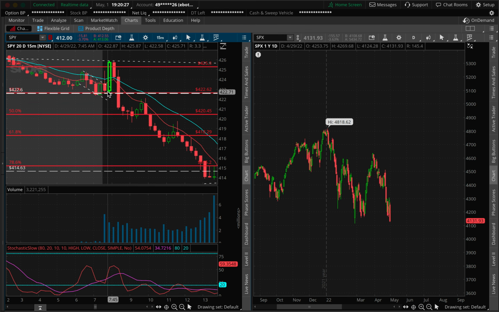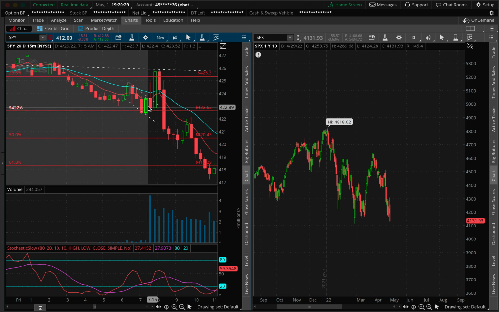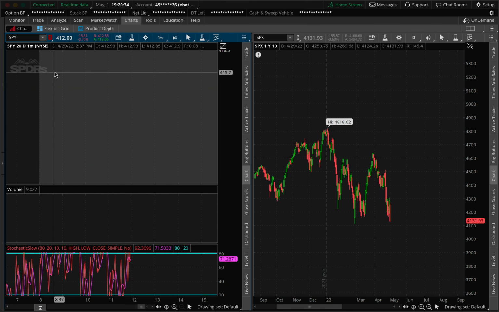Right, we had a falling wedge, and then boom, it went to the upside. So how are we going to play this? Super easy.